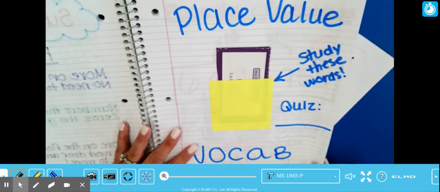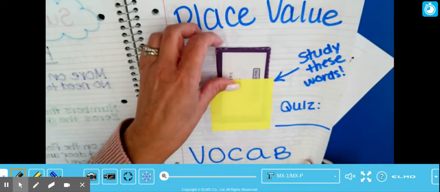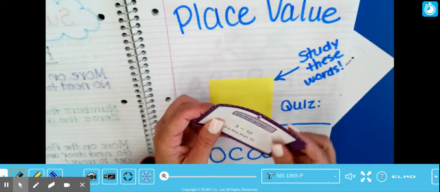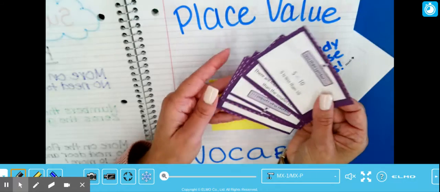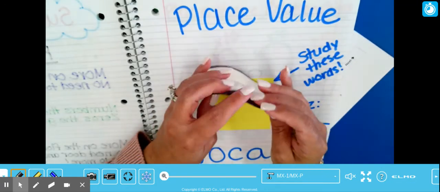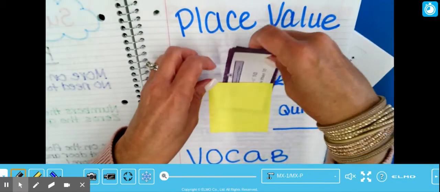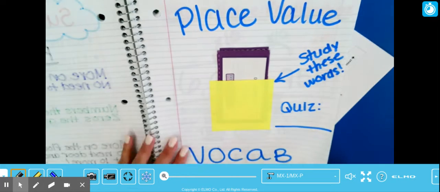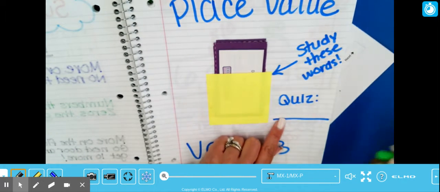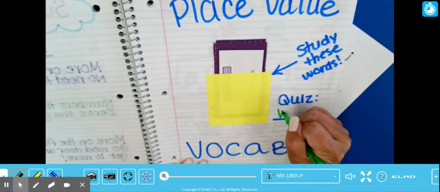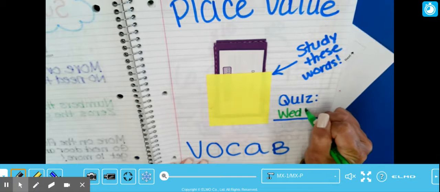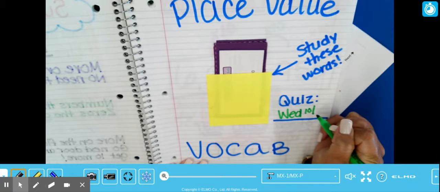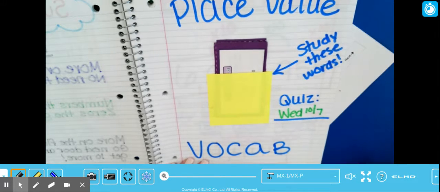Then we started our place value topic, and you should have your purple word cards. One way to keep them all in a nice, neat spot is to have a little pocket in your notebook. And we are having a quiz on these words. It's going to be on Wednesday, let's see, if today's the 5th, 6th, 7th, that should be the 7th. So you could fill that in.